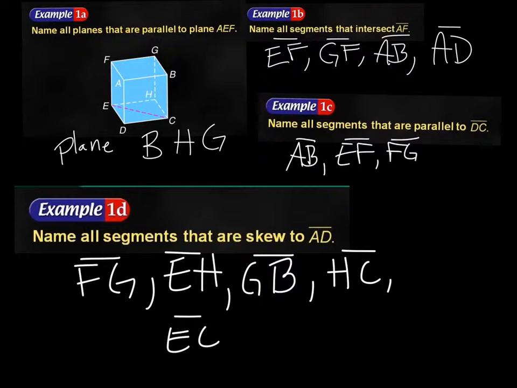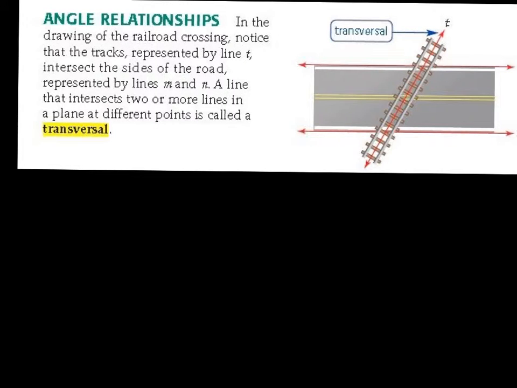So skew lines, like parallel lines, also don't cross, but they don't cross because they're not even contained in the same plane. In the drawing of a railroad crossing, notice that the tracks represented by line T intersect the sides of the road represented by lines M and N. A line that intersects two or more lines in a plane at different points is called a transversal. Now, the sides of the road are parallel lines, but a transversal just intersects two other lines. They don't necessarily have to be parallel.